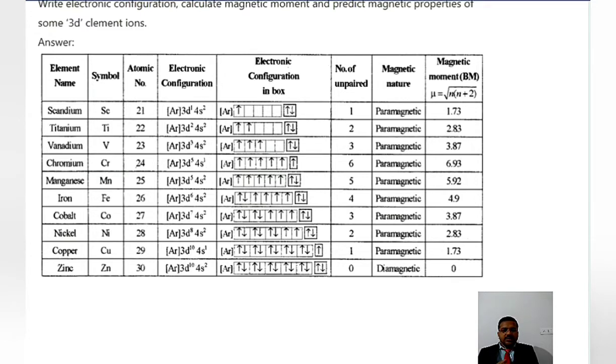For example, in the case of cobalt, you can see it is 3d7 4s2. So one electron each will be given for each of the 5 orbitals, and again the 2 excess electrons will be paired. So in the case of cobalt, the number of unpaired electrons is only 3, and thereby the magnetic moment is square root of 3 into 3 plus 2. So this is how you find the magnetic moment of the elements of D block.